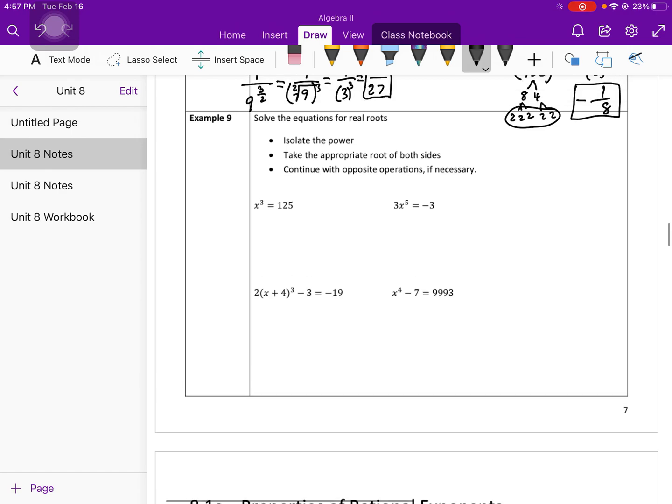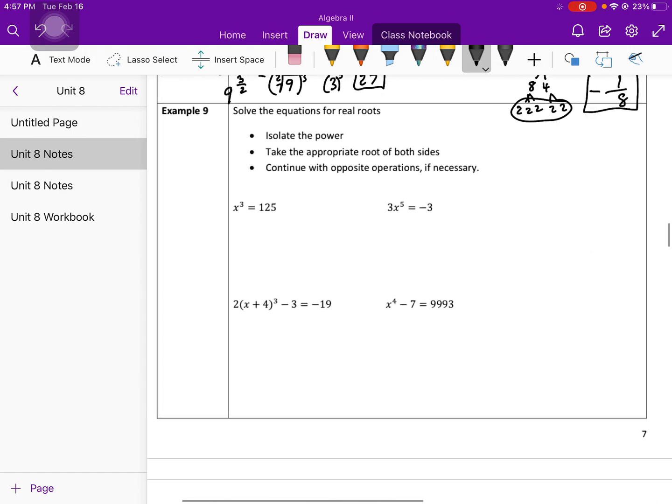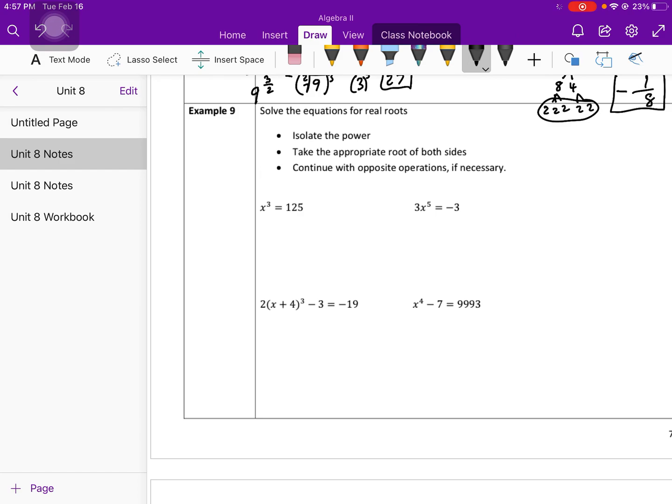Okay, well, that's a lot. We're almost done here. And then we can also solve the equations for real roots. The way that we do this is we isolate the power, take the appropriate root of both sides, and then continue with opposite operations if necessary. So in this one, we have the power isolated, and if this was x squared equals 25, we would take the square root of both sides. But in this case, it's a cube, so we need to take the cubed root. And x is going to equal, 125 is a perfect cube, so it ends up being 5.